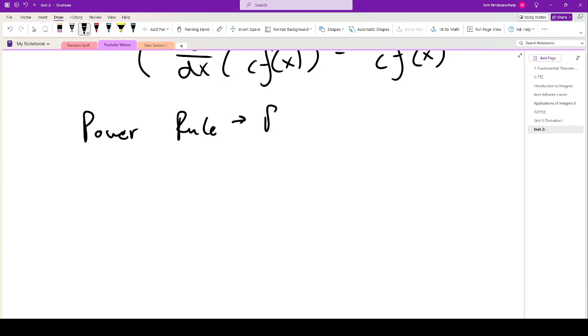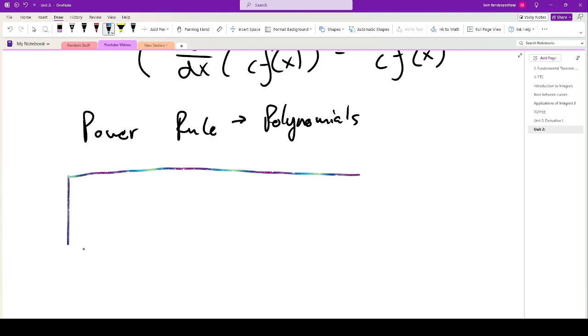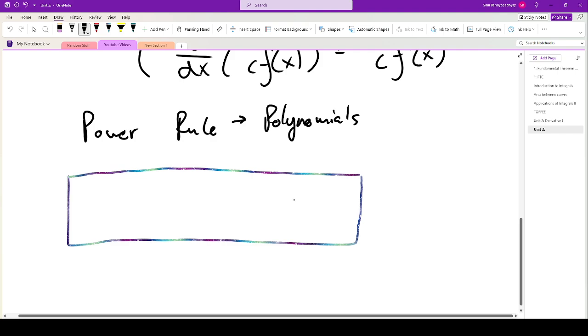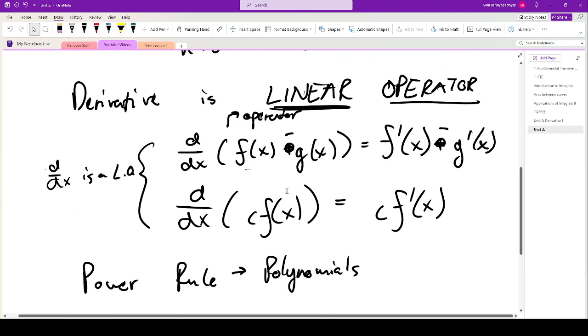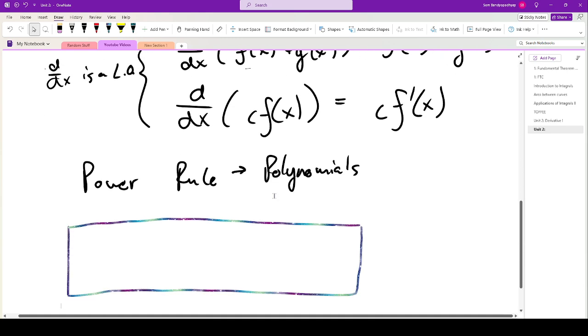The use case is really just polynomials. This is your go-to tool for polynomials. It makes the process so much easier. So let's say you have a polynomial, and I'm going to make this sparkly. The power rule basically gives you a way to break down the derivative of each term of a polynomial. And since the derivative is a linear operator, by taking the derivative of each term and adding them together, you get the derivative of the sum. So let me show you what I mean by that.